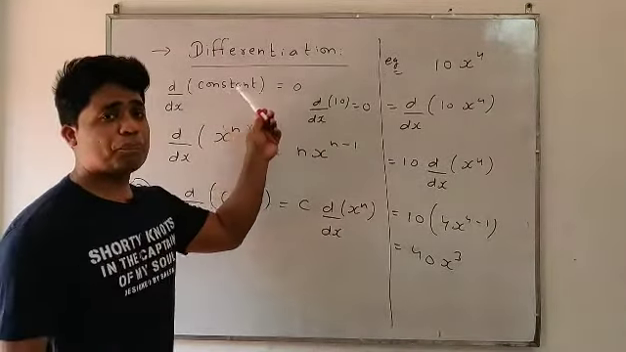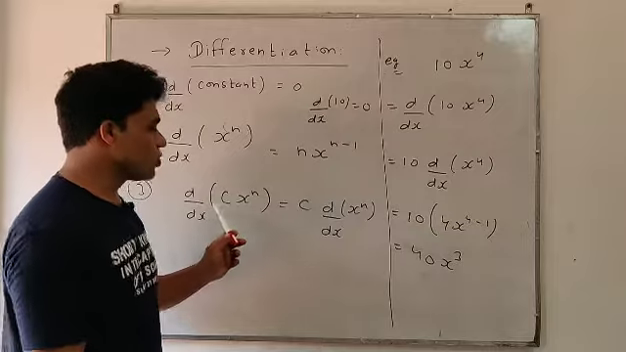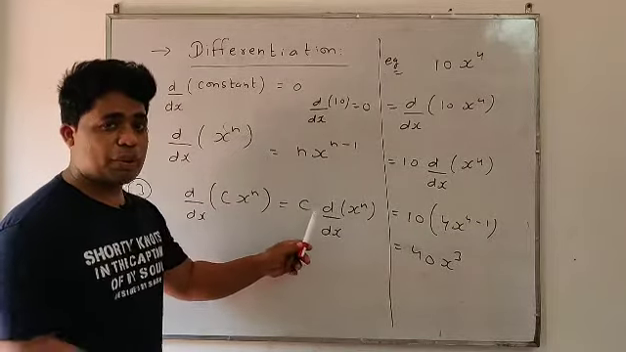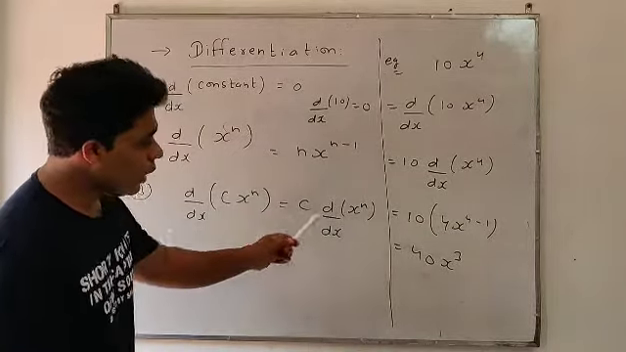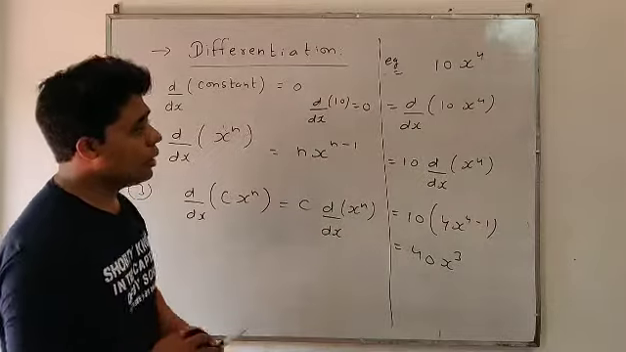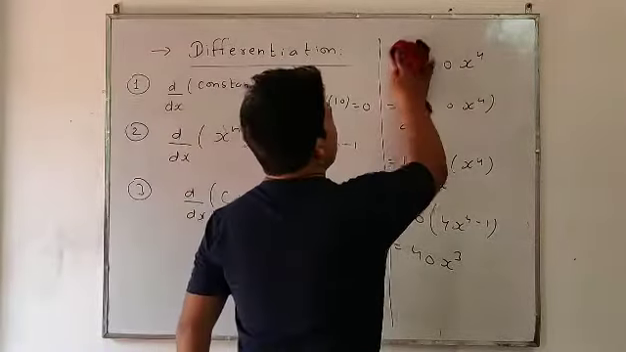Remember, when a constant is alone, its differentiation is 0. When a constant comes with some function, at that time the constant comes outside the differentiation, and only the remaining function is differentiated. Okay, students?